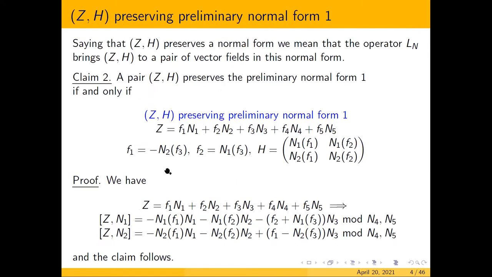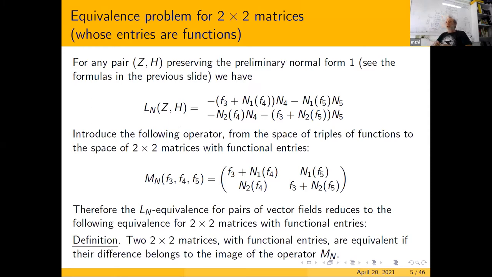Now, fine. Good, but now I forget about distribution, I'm working for some time just with pairs of vector fields, and the LN equivalence reduces to equivalence of the following matrices. What immediately follows from the previous claim is that we have to consider this operator, which brings three functions, F3, F4, and F5, I denote it in this way to match the previous notation, to this 2x2 matrix function.